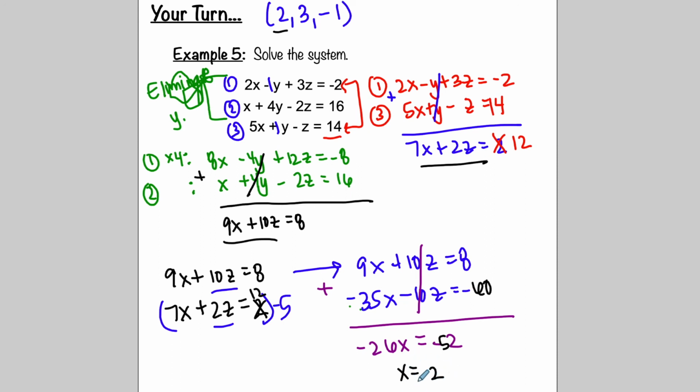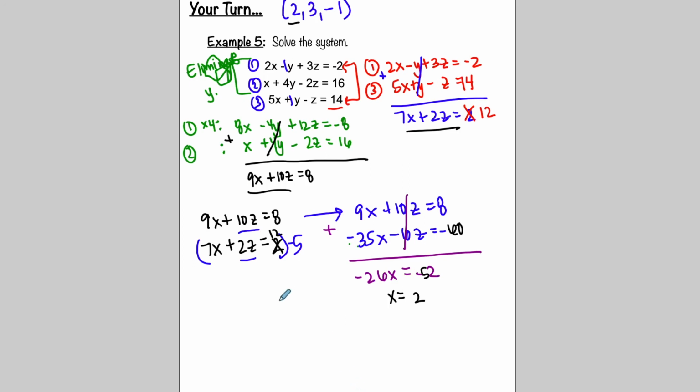Now that I have x equals 2, I'm going to go back to one of my two originals. I'm going to go to the top one. So I have 9 times 2 plus 10z equals 8. So I got 18 here plus 10z equals 8. I would subtract 18, so I get negative 10, so z equals negative 1.